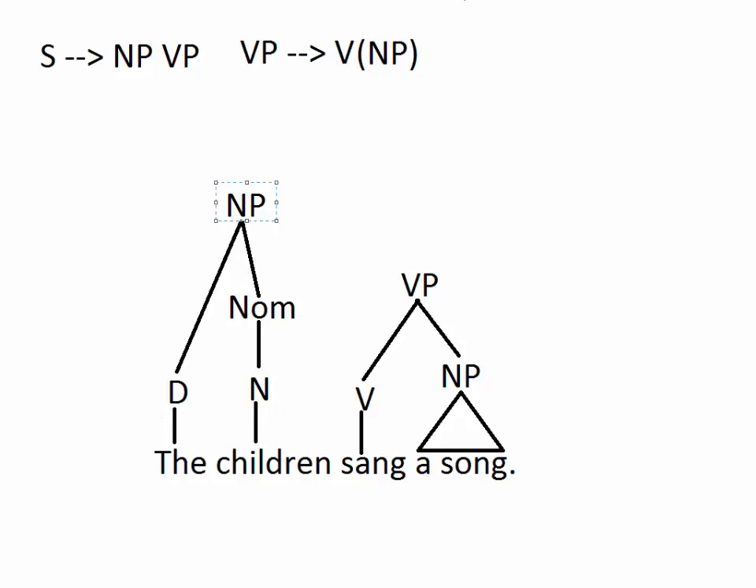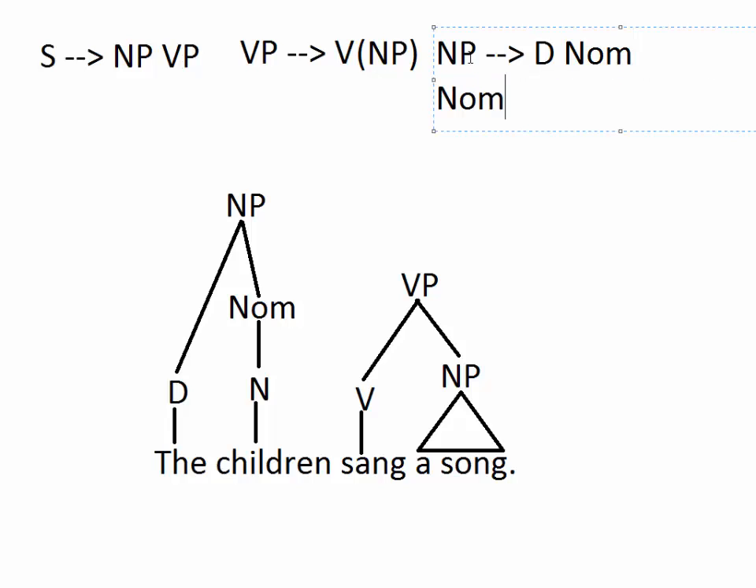Okay, so we can write that also in our rule format. So let's go ahead and do that. We're saying NPs can be a determiner plus a nominal. And then what's a nominal going to be? Well, in this case, a nominal is just going to be a noun.